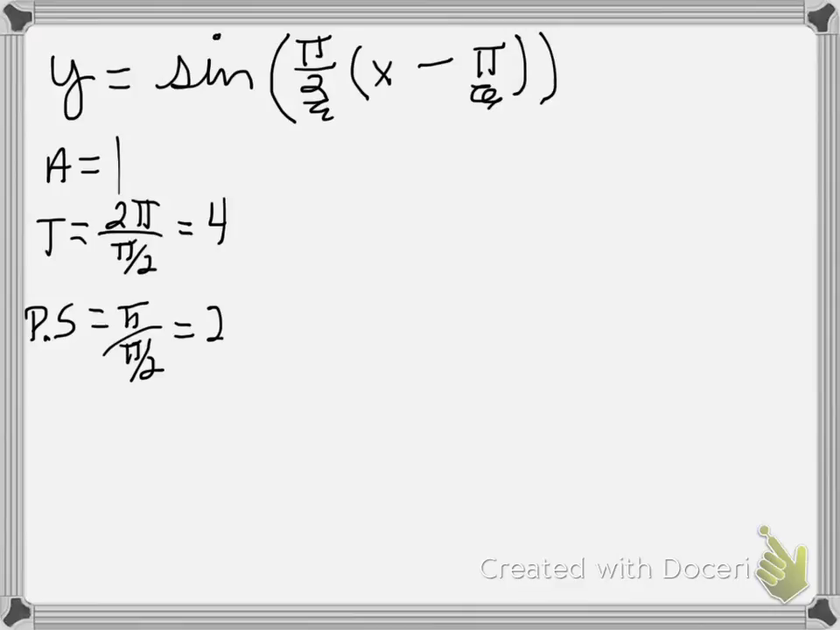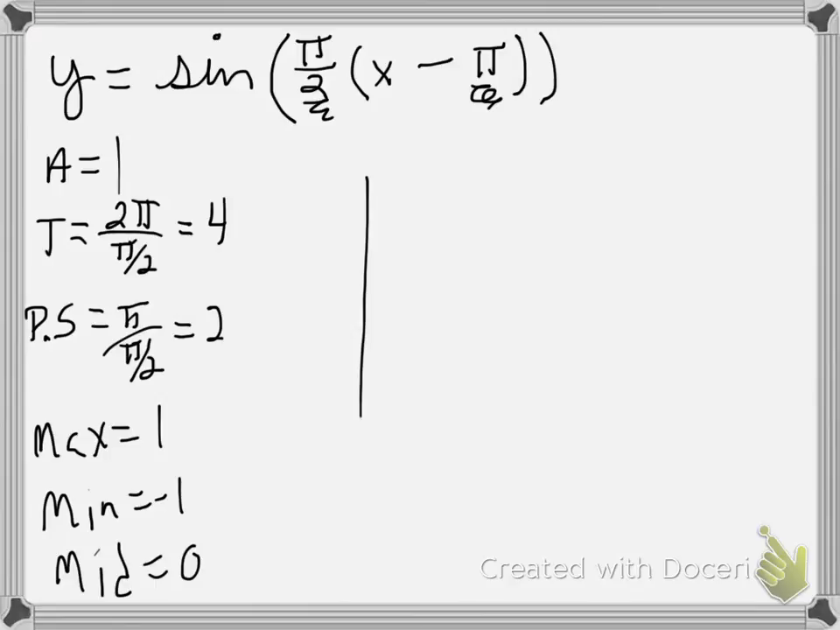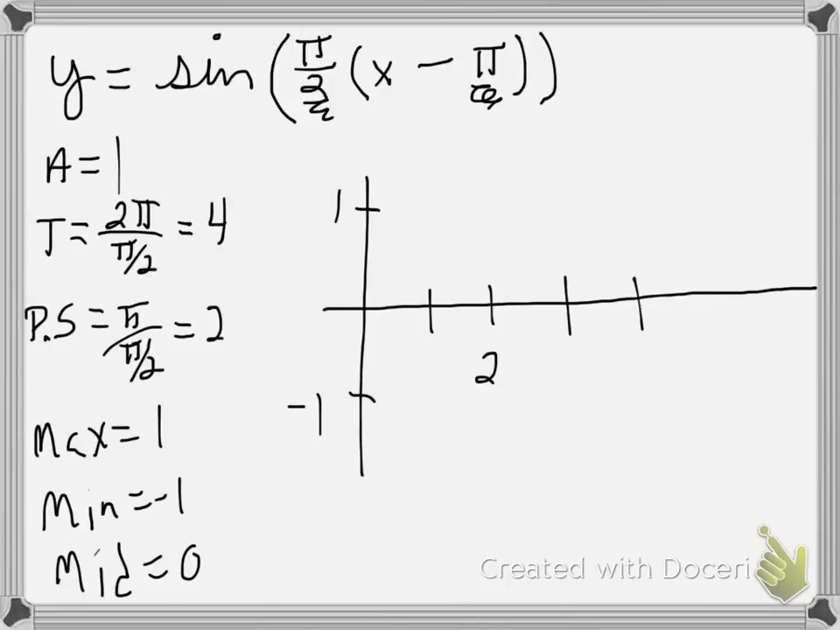Now, let's see, the maximum for this thing is going to be 1. The minimum is going to be negative 1. The midline is 0. So if we went ahead, there's 1, there's negative 1. 1, 2, there's 2. And the period is 1, 2, 3, 4, and that should be 6. But anyway, we're going to end there. We're going to start there.